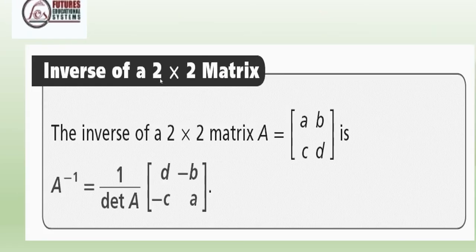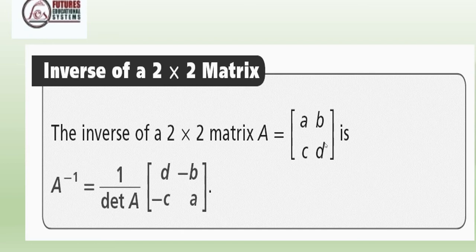Inverse of a 2 by 2 matrix. For the inverse of a 2 by 2 matrix, multiply by 1 over the determinant, where the determinant is A by D minus B by C. But if the determinant equals 0, in this case the inverse doesn't exist. So from the beginning, find the determinant A by D minus B by C, then 1 over the determinant. That's the first step.